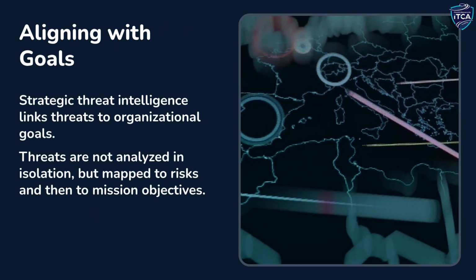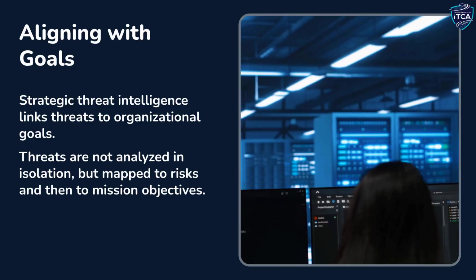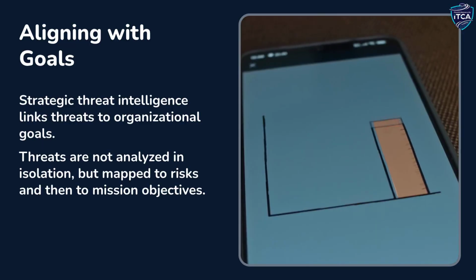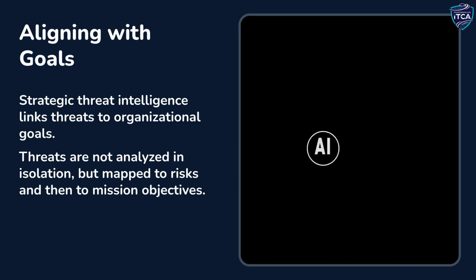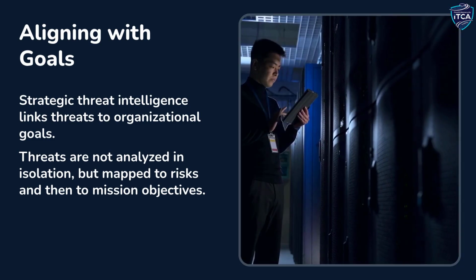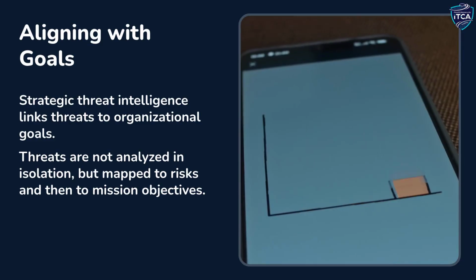Strategic threat intelligence then links threats to organizational goals. Threats are not analyzed in isolation. They are mapped to risks and then to mission objectives. For example, if an organization handles sensitive national security data, espionage threats become high-priority risks. Intelligence must always align with what the organization is trying to protect and achieve.